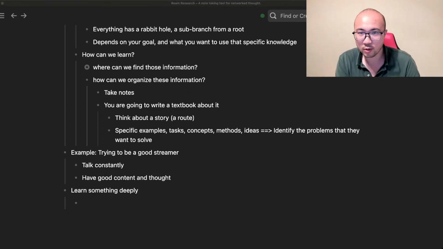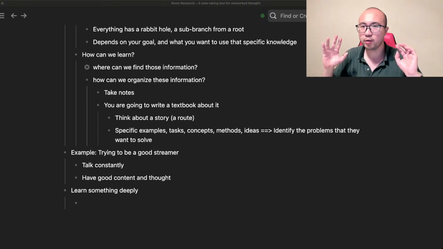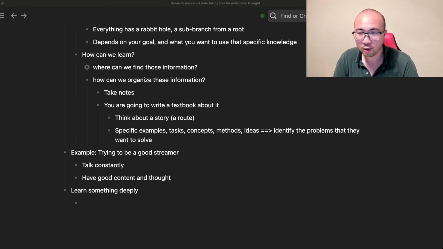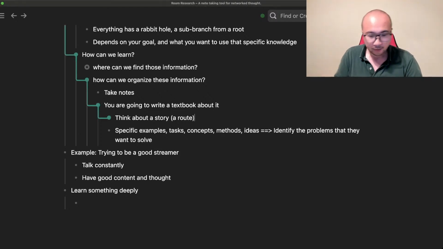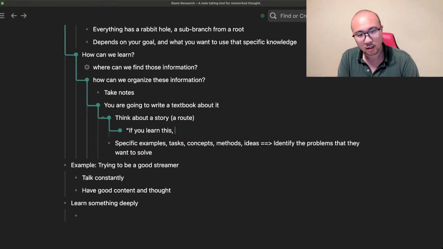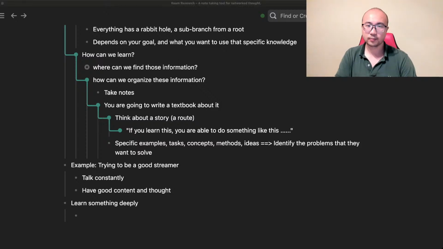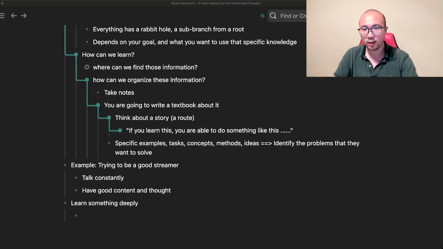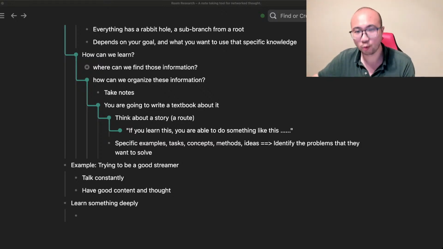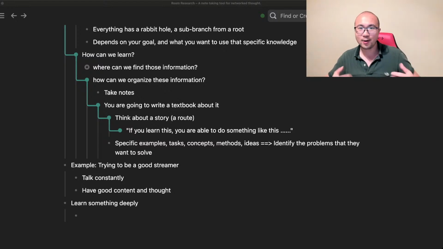And the purpose is like, okay, I'm going to teach you this. I'm going to take you through a journey of that. And I'm going to tell you, if you learn this, you are able to do something like this. So for example, if you learn programming, you can make a computer do everything that you want it to do, right? So that's a goal.